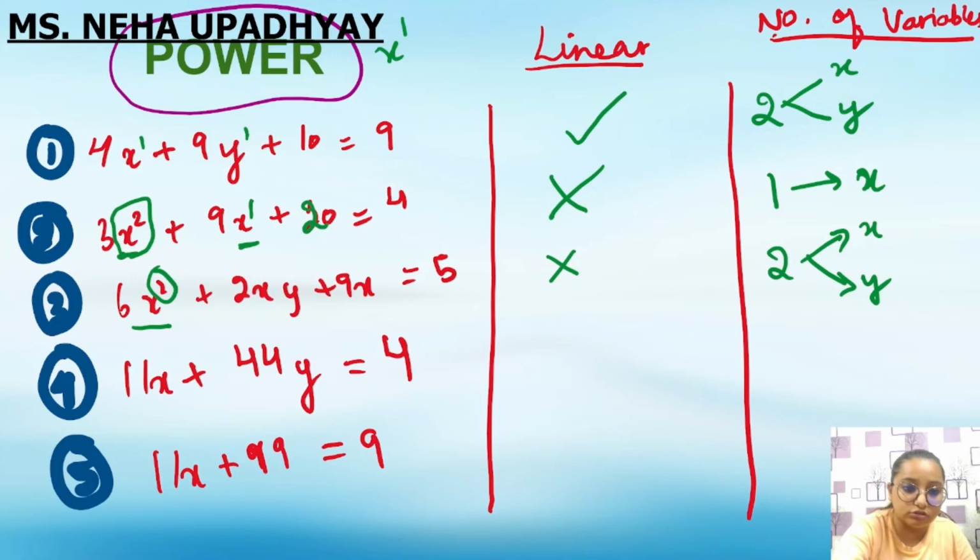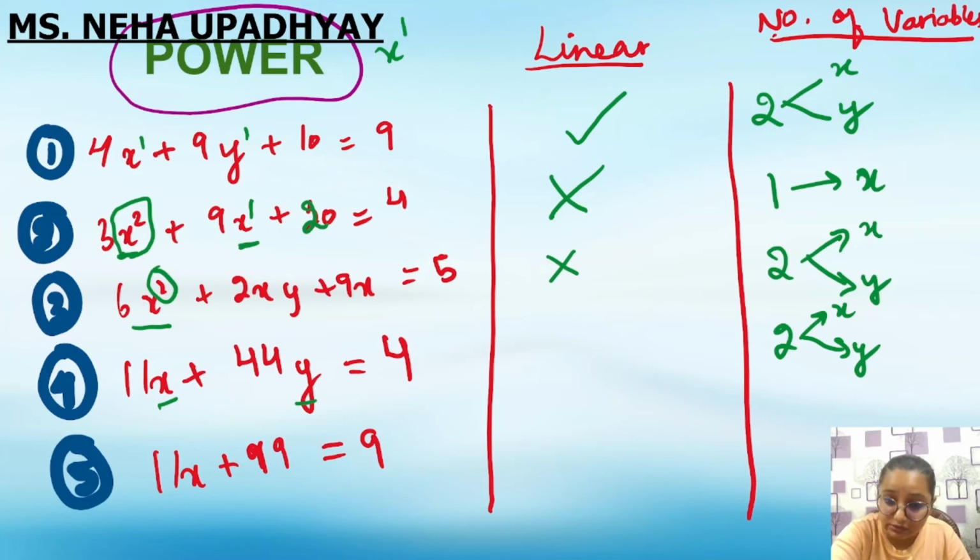If we talk about the fourth term, how many variables are there? We have two variables, x and y. And tell me, is it a linear equation? We will have to check both the variables. So x has power 1 and y has power 1. Both have only 1 degree. So we will say yes, it is a linear equation. Moving forward, 11x plus 99 is equal to 9. Is this a linear equation? Yes. Why? We have only one variable, x, and its power is also 1. So it is a linear equation.